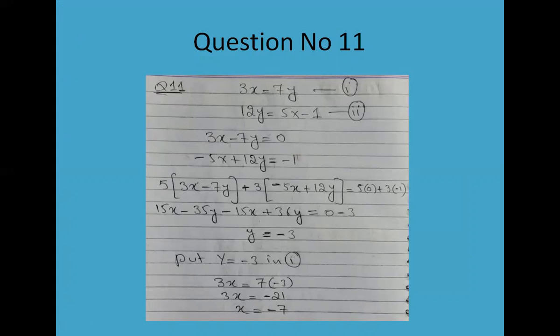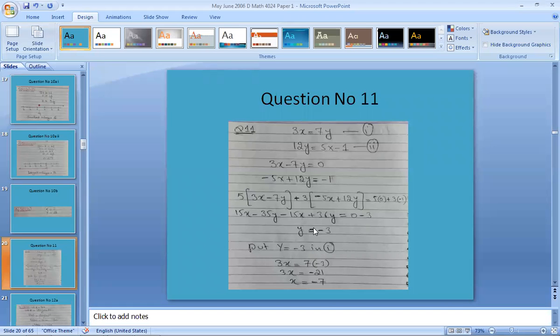Now, once I know the value of y, I will put this value into any equation. You can put this value into any equation. So I can put it in the first equation. So 3x is equals to 7 into minus 3. 7 into minus 3 will be minus 21. So x, when you make the x alone, that 3 will go on the other side, divide. So minus 21 divided by 3, and that will be minus 7. So this is how you solve this simultaneous equation.